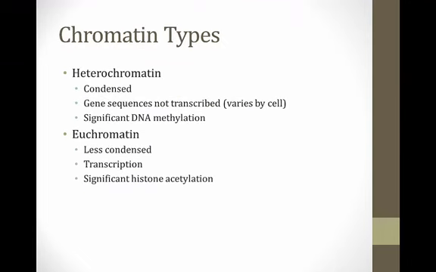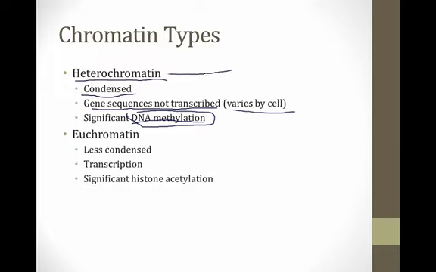Chromatin can exist in two forms. The first type is called heterochromatin. This is very tightly condensed chromatin, and when chromatin is like this, the gene sequences will not be transcribed. And this varies by cell. So for example, cardiac cells may transcribe some genes that kidney cells do not, and vice versa. And remember that I told you before that DNA methylation tends to inhibit transcription, and you will find a lot of DNA methylation in condensed heterochromatin.